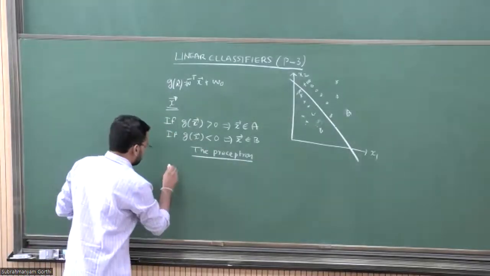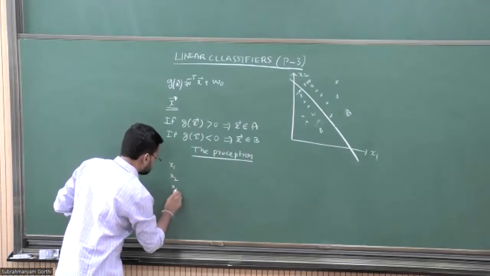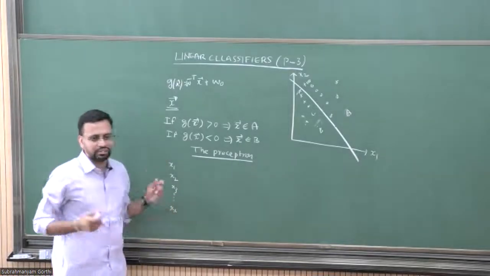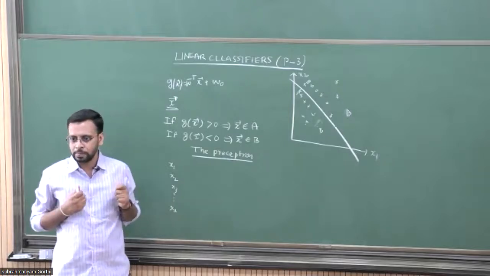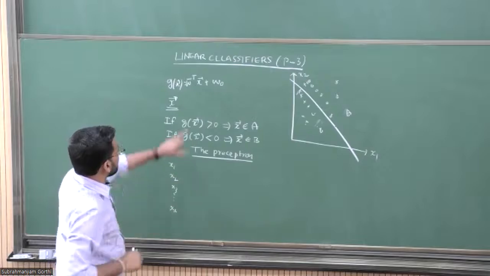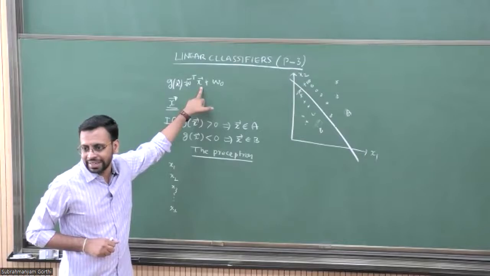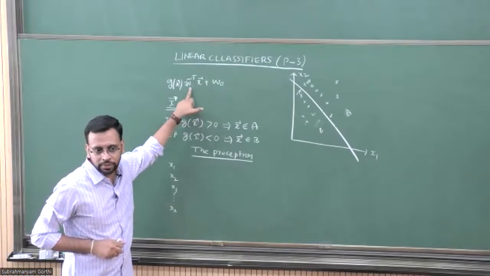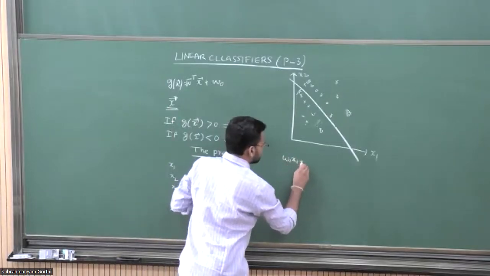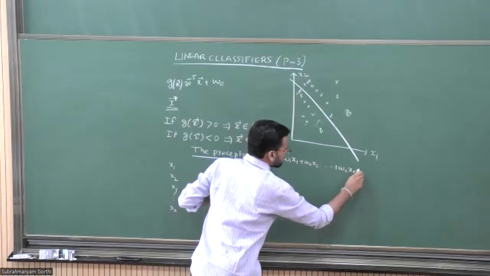Say I have x1, x2, x3, and so on. I'm in an L-dimensional space, so I have L feature vectors, up to xn. Now, can you expand and tell me what this is if I have to say it as a scalar instead of multiplication of two vectors: w1 x1 plus w2 x2 and so on, plus wL times xL plus w naught.